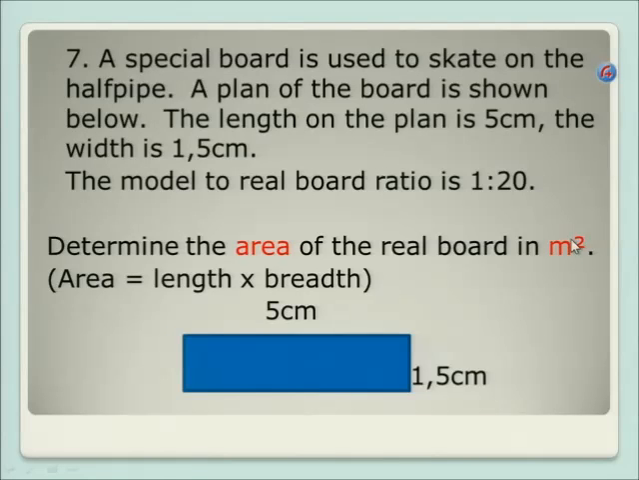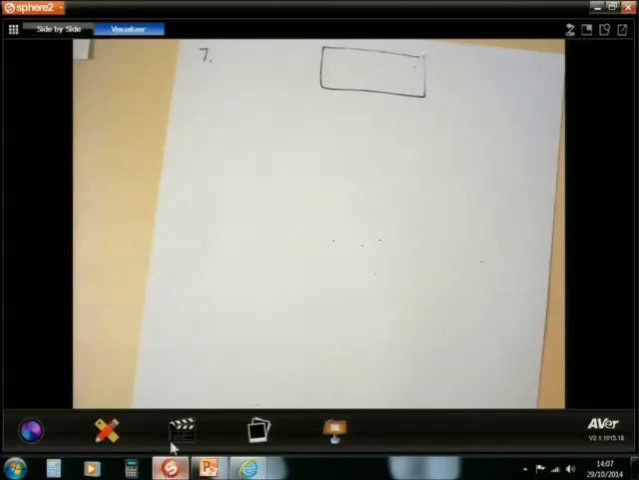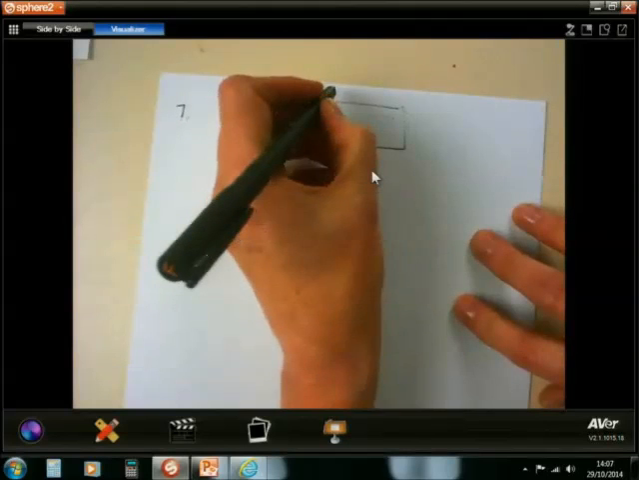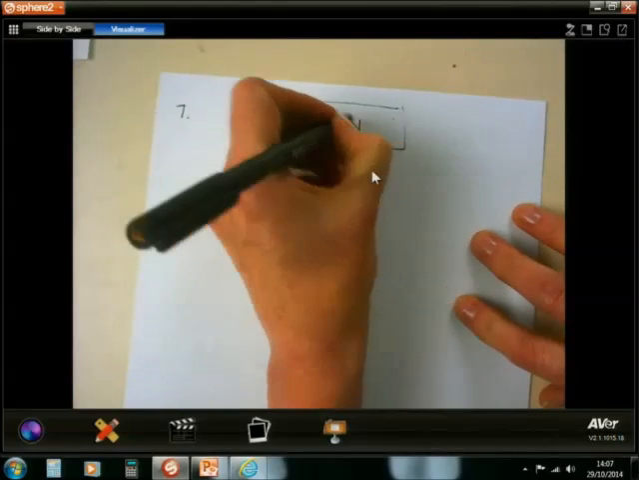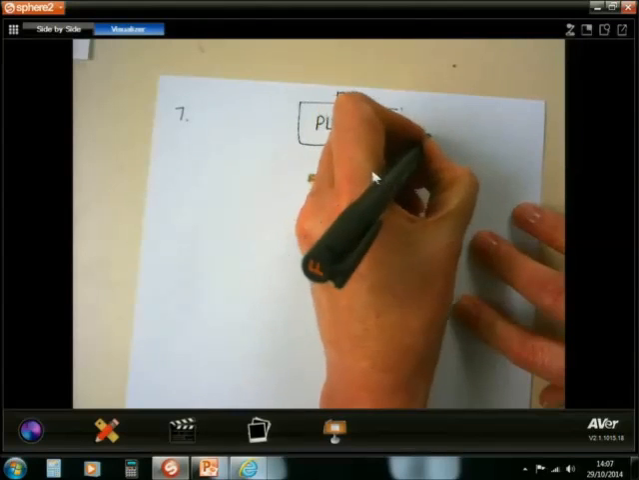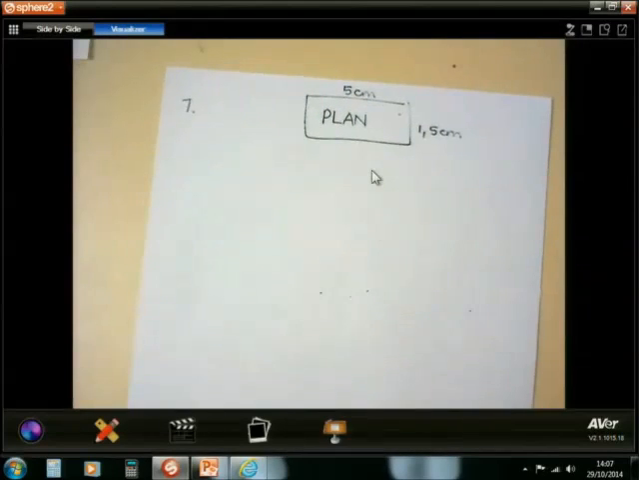Okay, now a few things you should think about. The one is that this is not in meters, all right? But we still have to do a conversion, and I'm going to show you how to do these conversions for scale, changing it from the plan to the reality of what it really is. Okay. I'm going to do it. If we take this as our plan, and it is 5 centimeters long and 1,5 centimeters in width, all right? And then we're going to do the conversion.